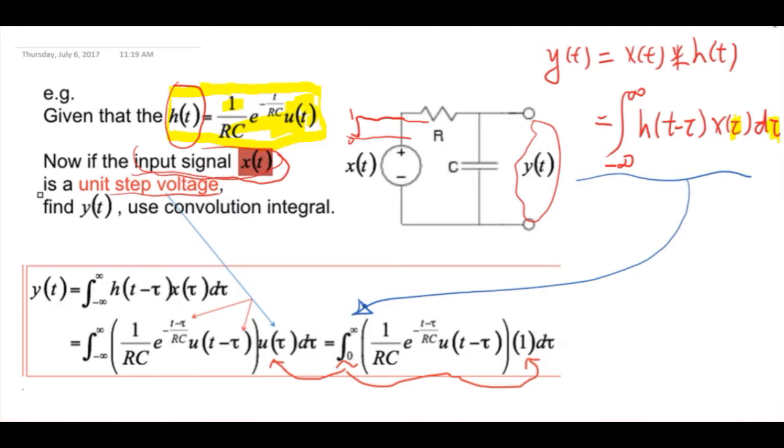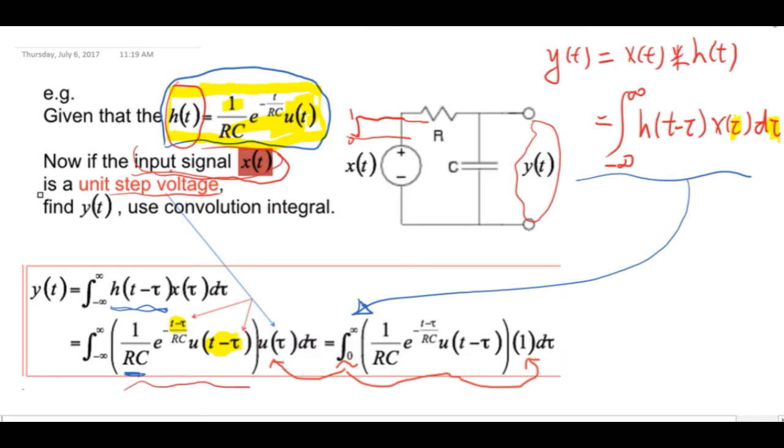In solving this, we first figure out what h(t minus tau) is. This is h(t). The very important thing is that we replace all the t by t minus tau. So 1 over RC stays the same, e to the minus t becomes e to the minus (t minus tau), and u(t) becomes u(t minus tau). This is the impulse response.